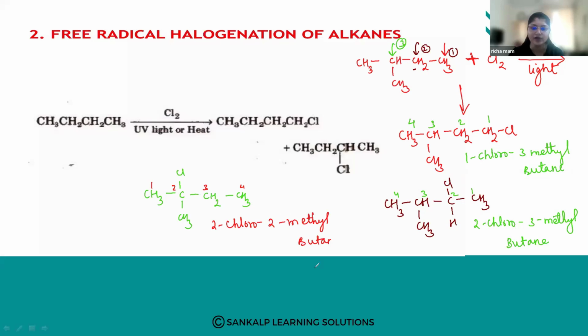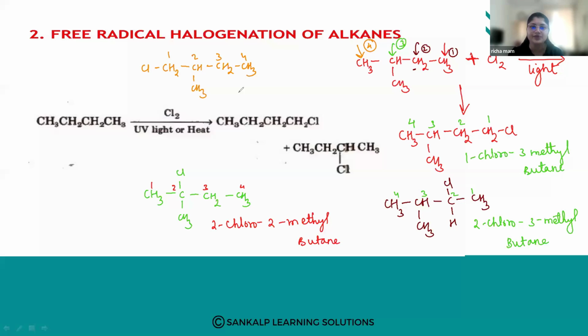Any other possibility of the attack? Yes. It can attack on this carbon. So this is the fourth possibility. Let me write that also. It will be CH2, Cl, then CH, CH3, CH2 and CH3. So if I give the numbering, it will be 1, 2, 3 and 4.